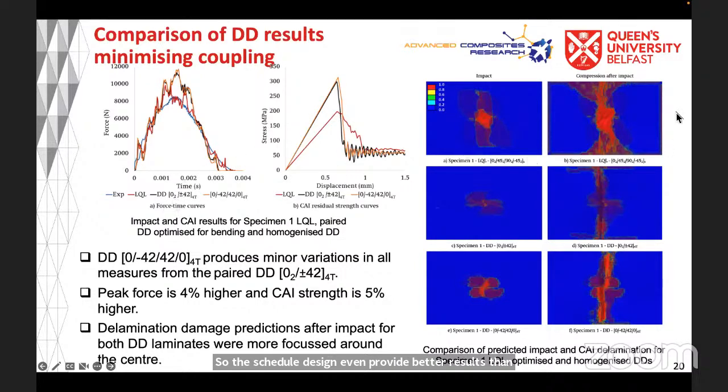And this plot here shows what happened after the impact, the damage areas or the delamination areas. So this is what happened in the case of the conventional laminate. So this is after the impact, and this is after the compression after impact test. This is the simulation result, and this is what happened in the case of these double-double. So we can see that in the case of double-double, the damage area is less as compared to the conventional one. So this means that double-double provides better results as compared to the conventional legacy quad.